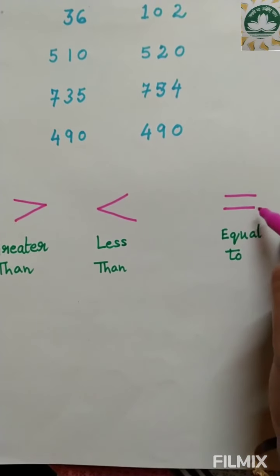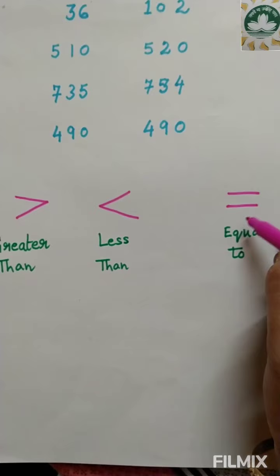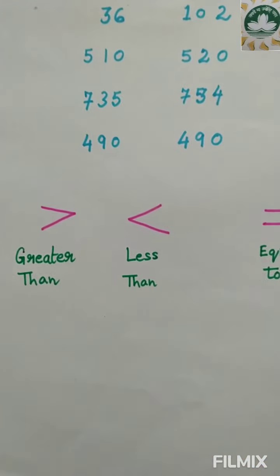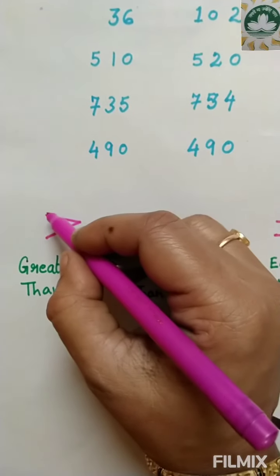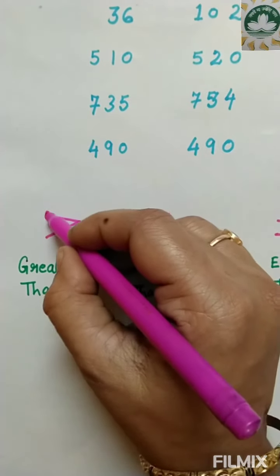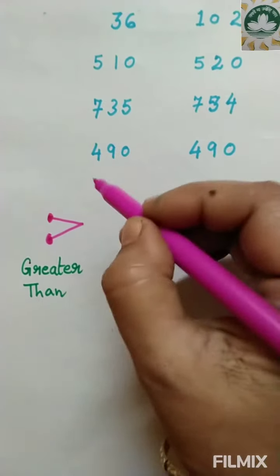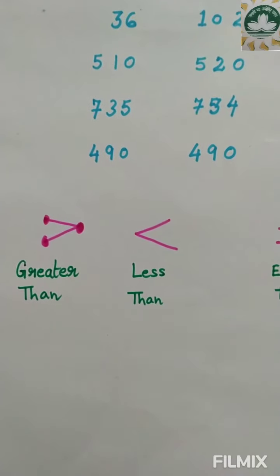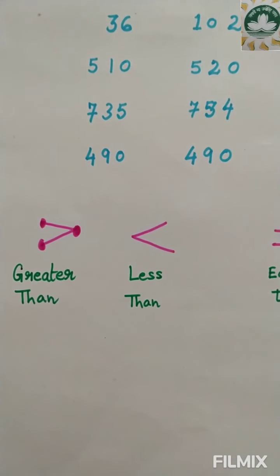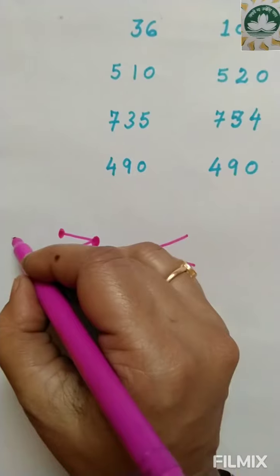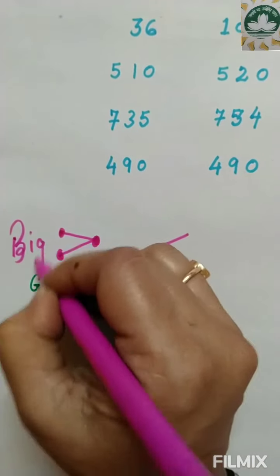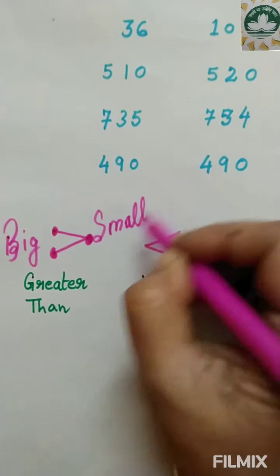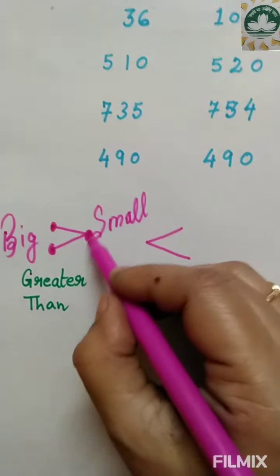You just put two dashes and it turns out to be equal to sign. But how will you identify between greater and lesser? The number that will be big, on that side you will have two dots. The number that will be small, that side you will have only one dot. So you can make out that the big number will be on this side and the small number will be on the side where you have just one dot.